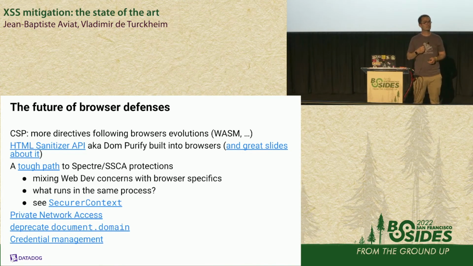Private network access is also a security measure that will prevent the kind of attacks where we've seen attackers pivoting on your internal network to talk to your internet box, for instance. Document domain is being deprecated. And last but not least, credential management is also currently being proposed. The good thing is that it will make a browser-specific mechanism to handle login and logout, and that hopefully will remove the ability for malicious payloads to spy on the keystrokes.